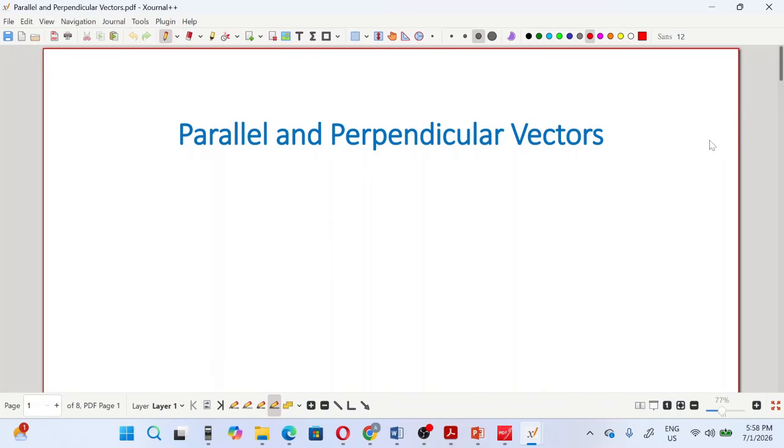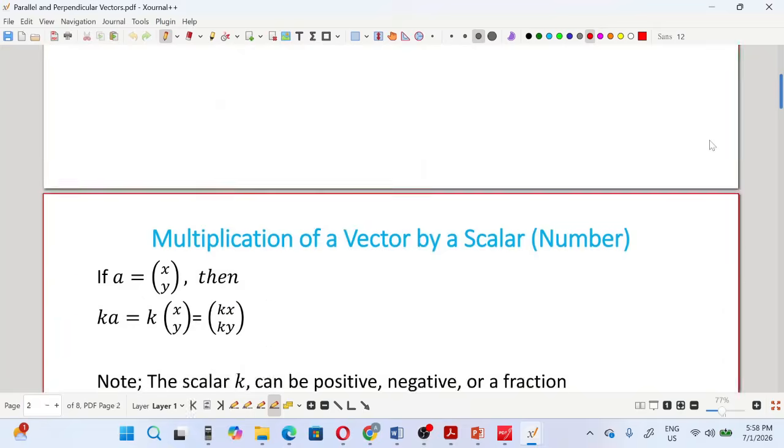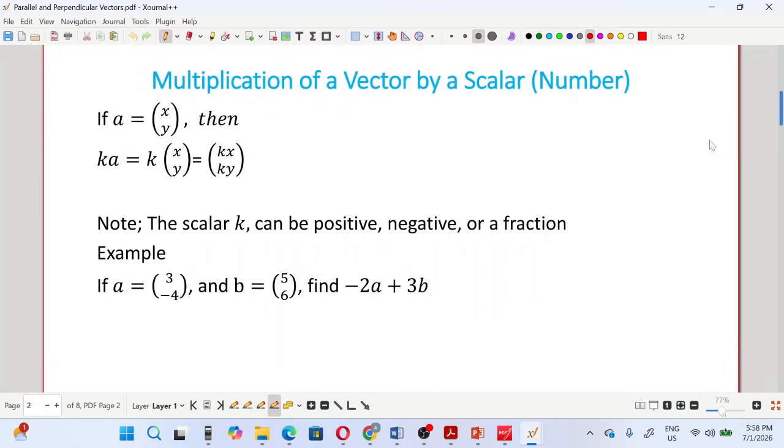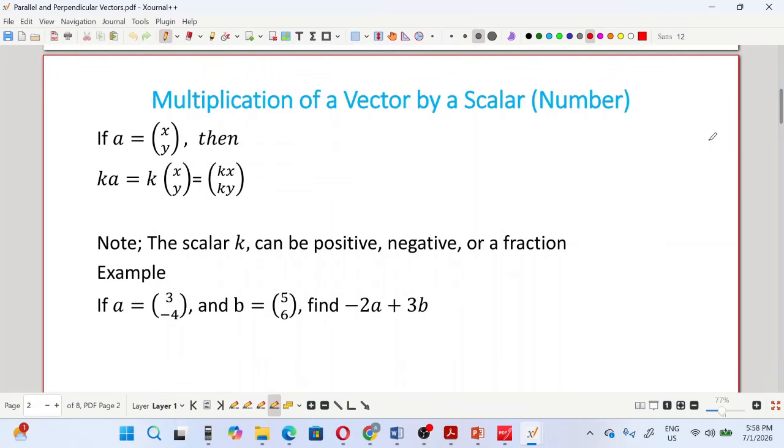But before we go into parallel and perpendicular vectors, let's look at multiplication of a vector by a scalar, or a number, because at the end of the day, we are going to make use of this. So that's why I quickly went back to look at multiplication of a vector by a scalar.